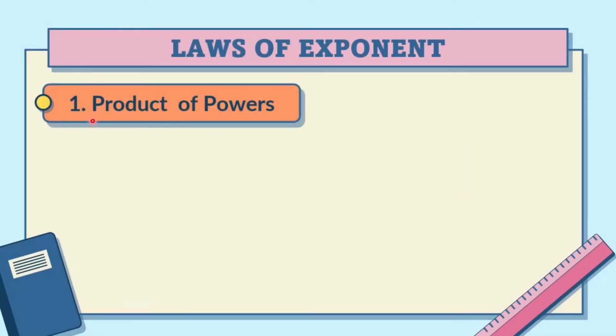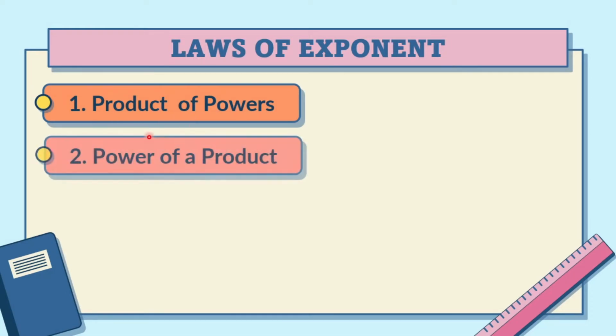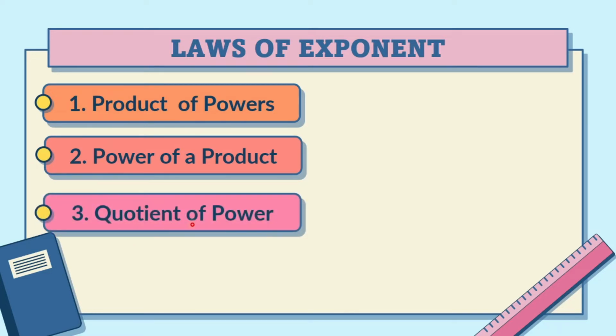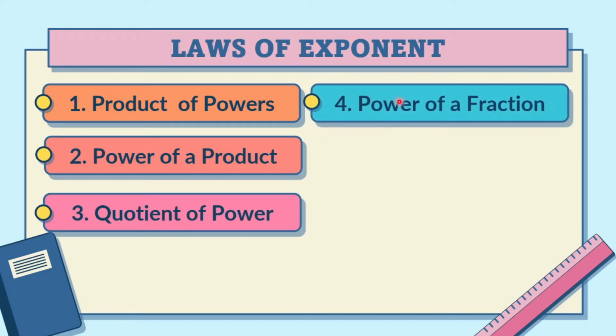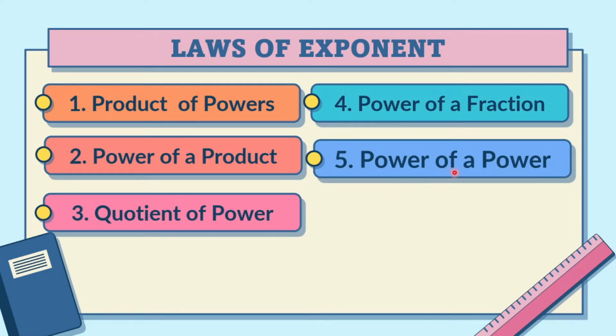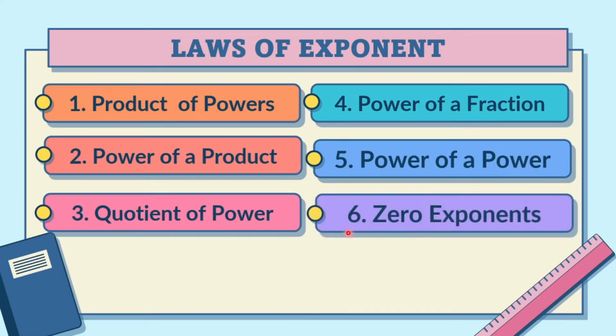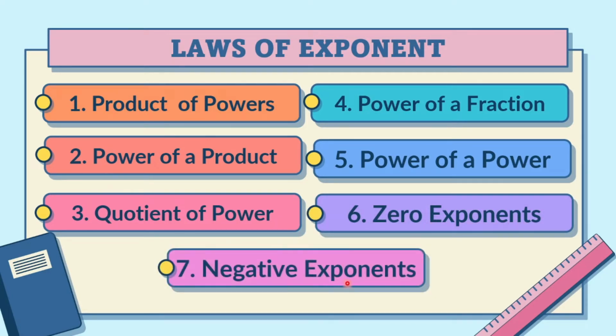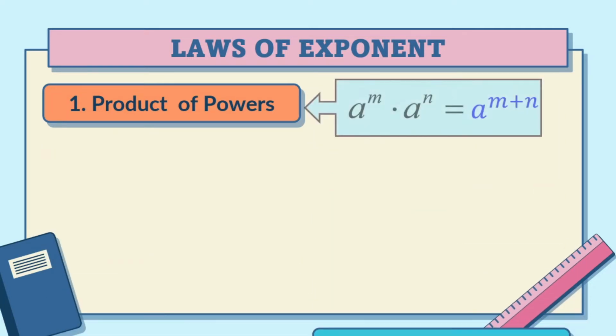So first, we have the product of powers. Second, we have power of a product. Third, we have quotient of power. Fourth, we have power of a fraction. Fifth, we have power of a power. Sixth, zero exponents. And last, we have negative exponents. So ngayon, isa-isahin natin ang lahat ng laws of exponent and magbibigay tayo ng mga different examples na i-apply itong laws na mga ito. Okay, unahin natin ang product of a powers.